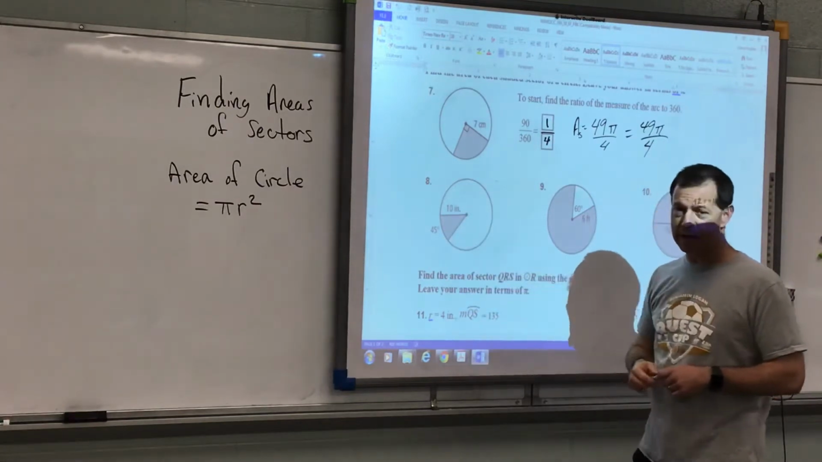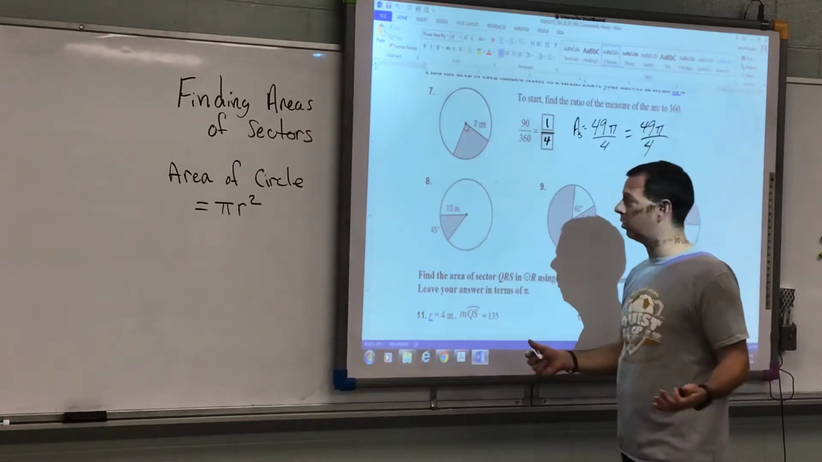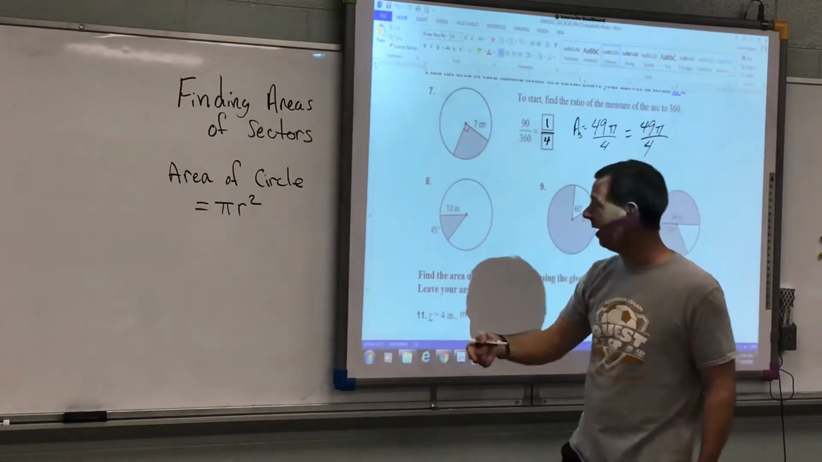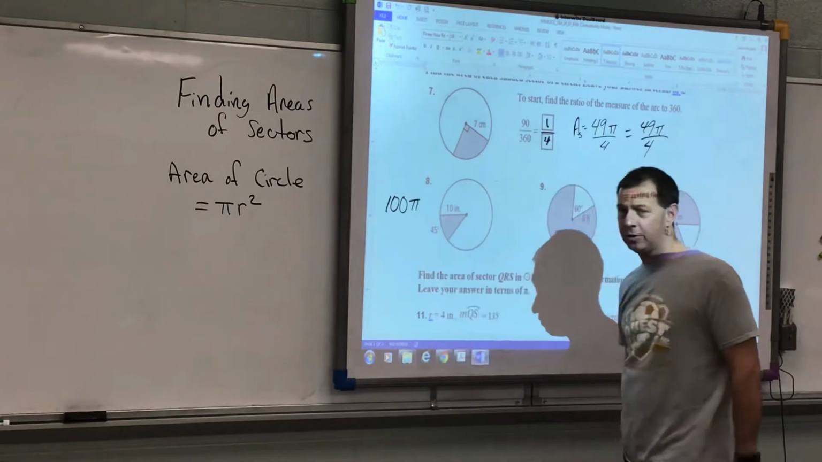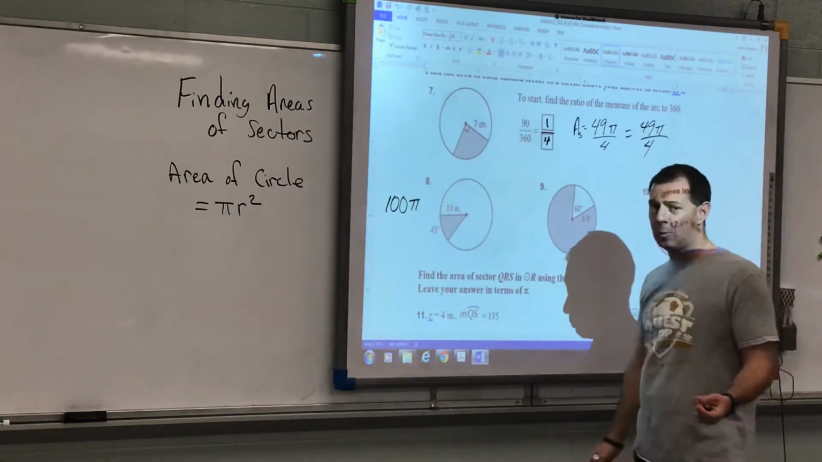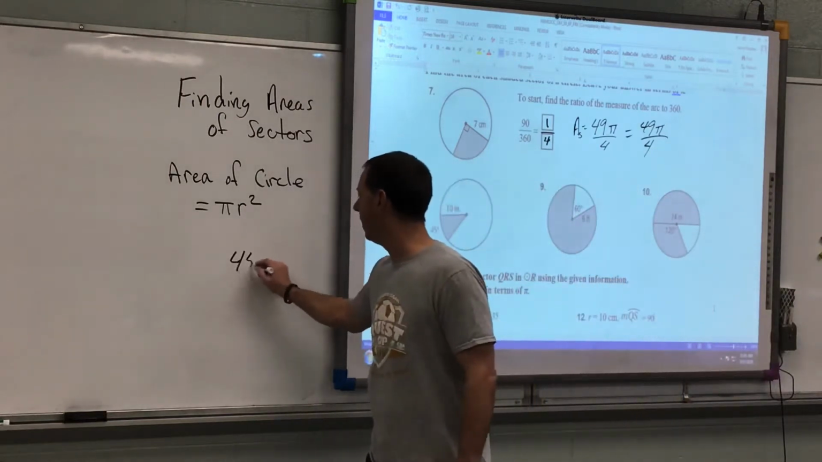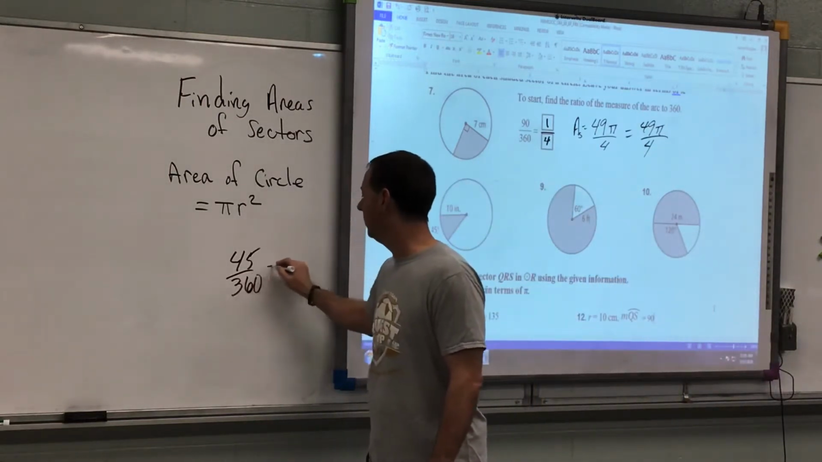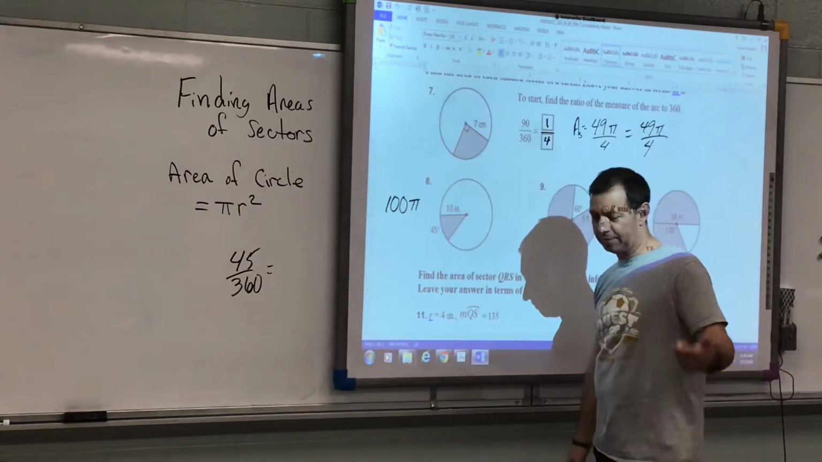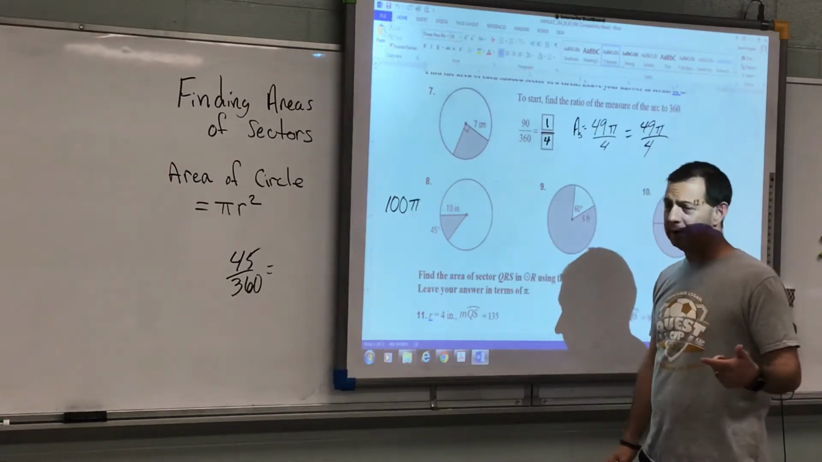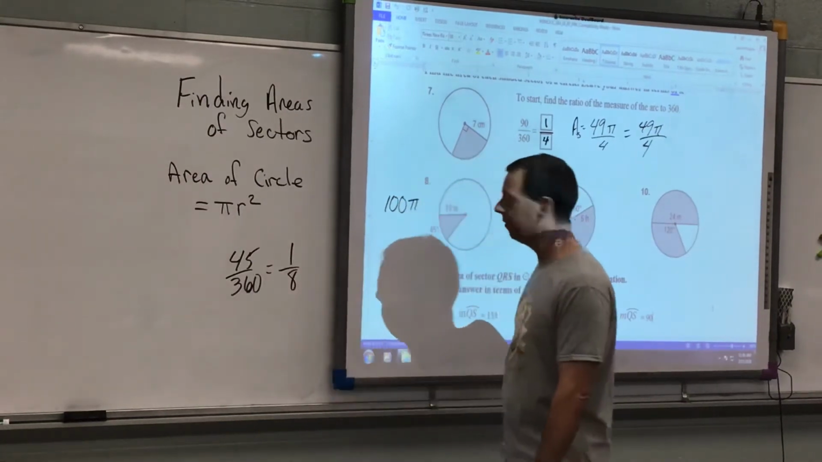To look at another example, this sector is 45 degrees. The radius is 10. So if I'm going to find the area of the circle, that's 10 times 10 times pi, which is 100 pi. Now 45 degrees. Well, if I don't know right off the bat what fraction that is of the circle, I can say 45 out of 360 and just simplify that. 45 times 2 is 90, 90 times 4 is 360, so I know this to be 1/8 of the circle.